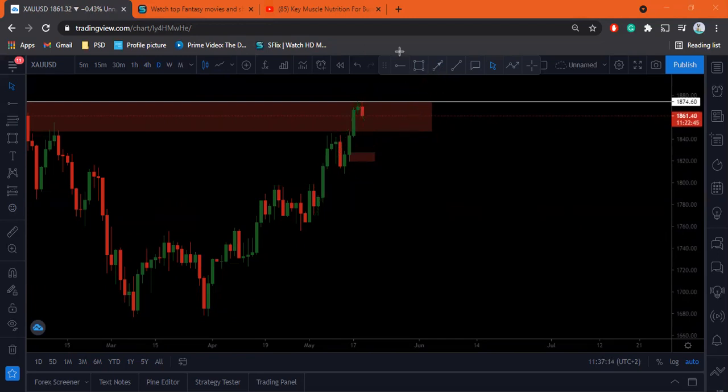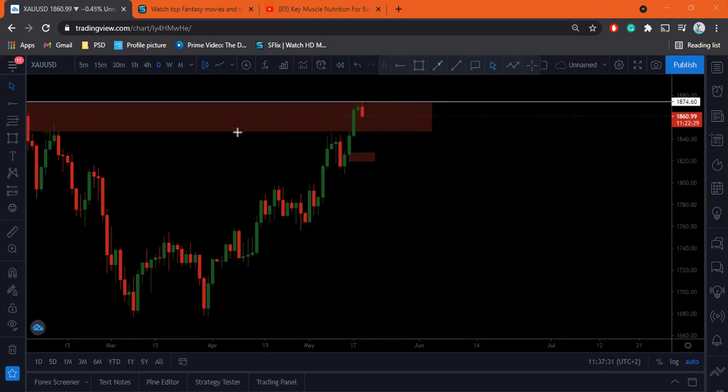Is that 50% of the candle? Yes, 50% should be around this area. And then if it wants to reach 61.8, then we could get it. We could get it to do the full retracement before it pushes higher.